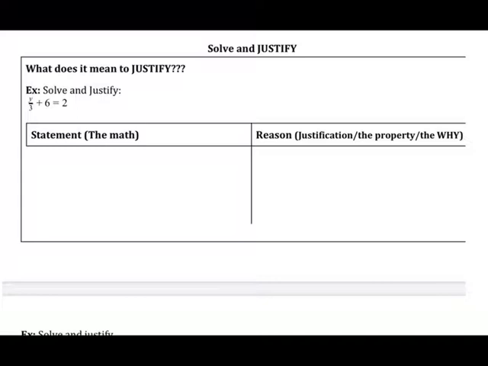So the way you're always going to start is you're just going to take the original problem and rewrite it. How do I know that y divided by 3 plus 6 is 2? I know that because it was given to me in the problem. They told me it was true, and that's why I'm starting there. Now, remember that when you're solving, and I'm going to show some of the work up here.